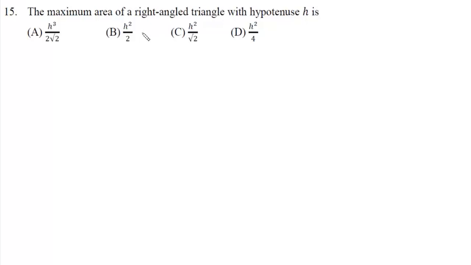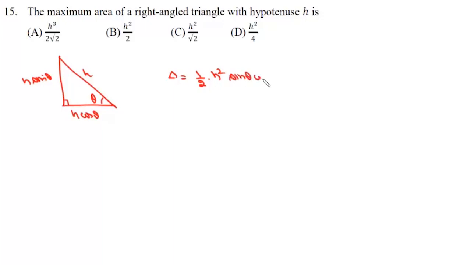Now here the question is, find the maximum area of a right angle triangle with hypotenuse h. So we have this right angle triangle. This angle is say theta and the hypotenuse is h. Now this is h cos theta and the perpendicular is h sin theta. Now we write its area. Area will be 1 by 2 h square sin theta into cos theta. Now we can write this as h square by 4 sin 2 theta. Now we know that the maximum value of sin 2 theta is 1. So it will always be less than or equal to h square by 4. So the maximum value of this area will be h square by 4, and that's your option D.